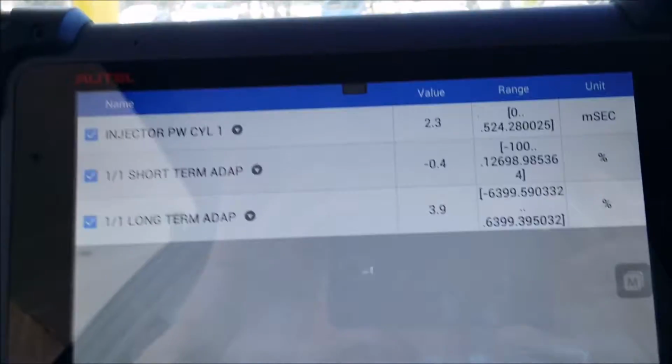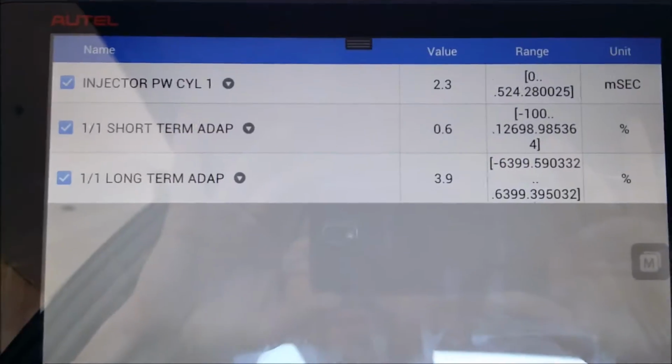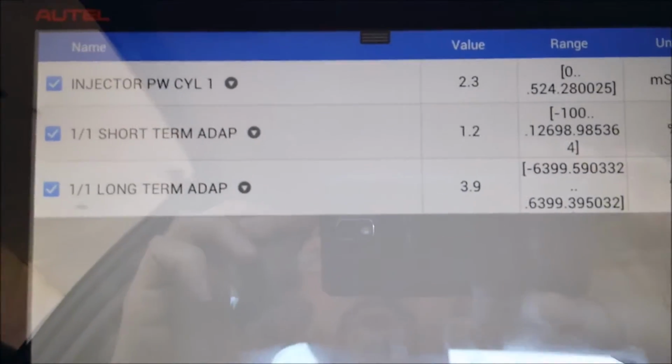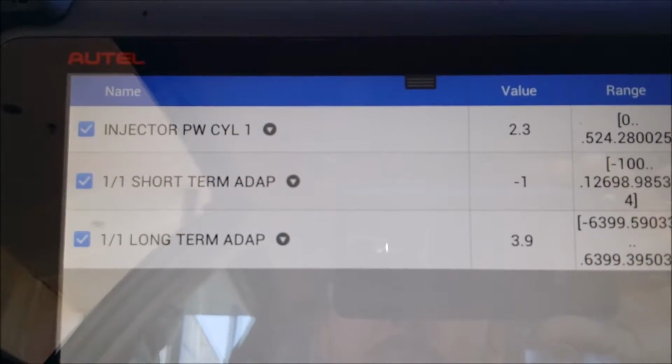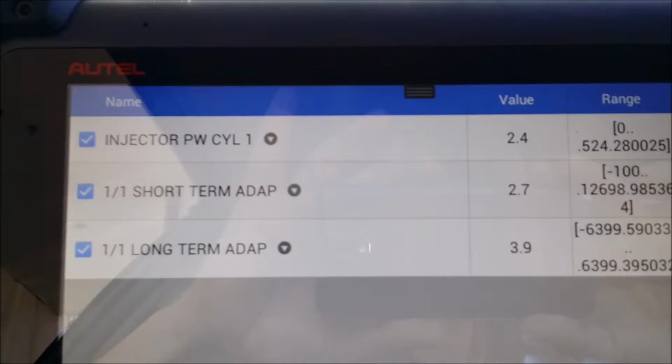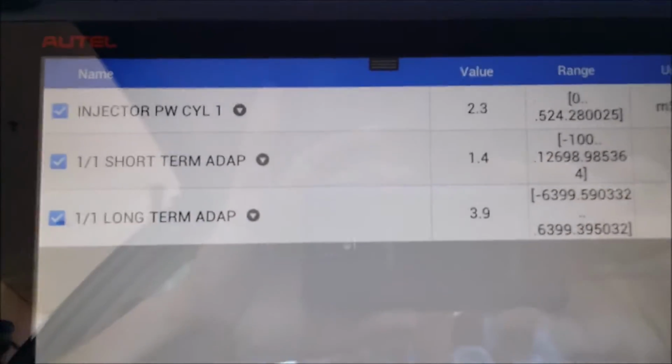We're going to talk about engine performance a little bit and some of the sensors that affect that. Right here we have a scan tool hooked up. We're going to look at short-term fuel trim, long-term fuel trim, and the injector pulse width cycle for cylinder number 1.